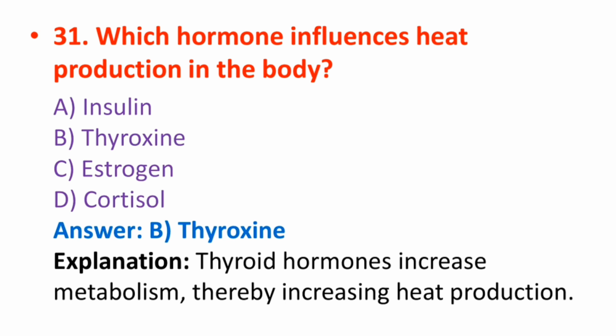Which hormone influences heat production in the body? Option A, insulin; option B, thyroxine; option C, estrogen; option D, cortisol. The correct answer is option B, thyroxine. Thyroid hormones increase metabolism, thereby increasing heat production.